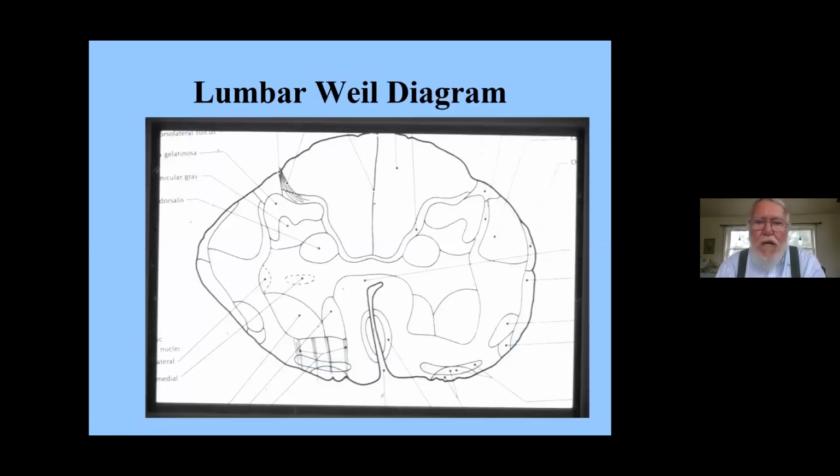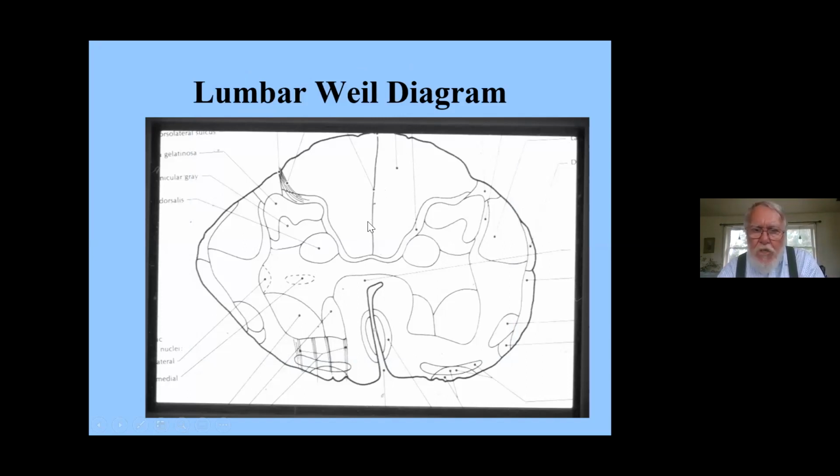So now what we're looking at here is, again, a Weigert stain. One of the things that you can basically see is that there's far more white matter, and that the gray matter is basically staying the same, but it is getting dwarfed by the white matter. So again, we're in a lumbar section.